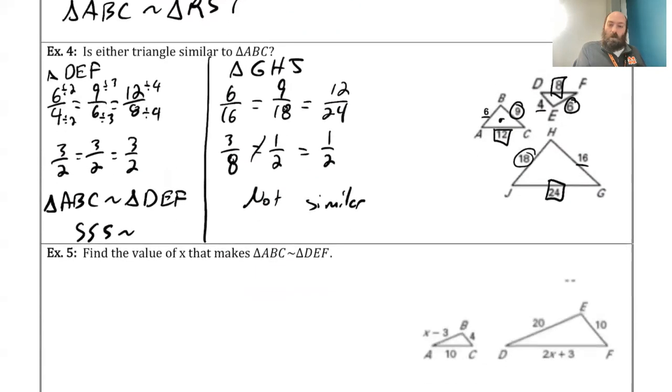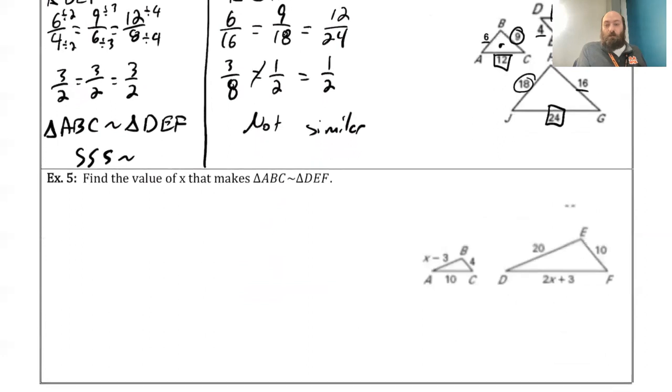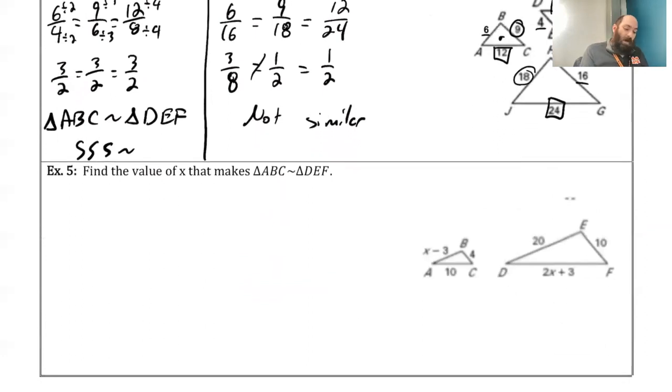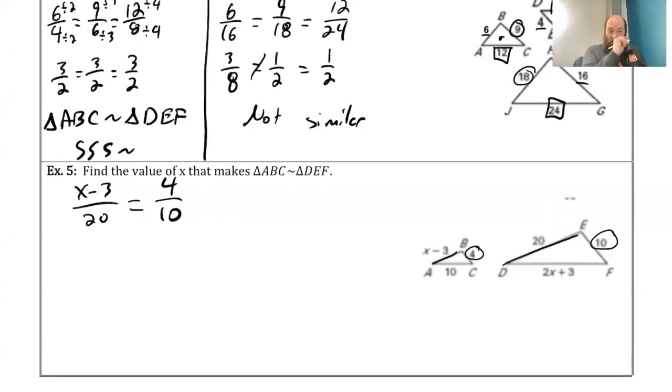Okay. All right, find the value of x that makes these similar. So again, this is just setting it up as kind of like we did problems before. We're going to set up proportions based on the given information. So when I look at this, we got ABC, so AB and DE are in the same positions. So are BC and EF. So I could use the 2x plus 3 if I really wanted to, but I'm going to make it easier. I'm going to go x minus 3 divided by 20 is equal to 4 divided by 10. That way I just have to deal with one algebra expression instead of both.